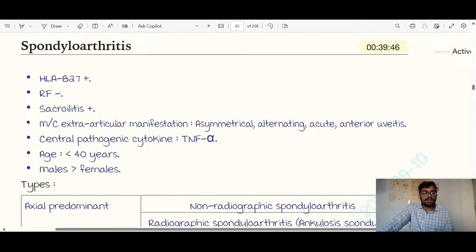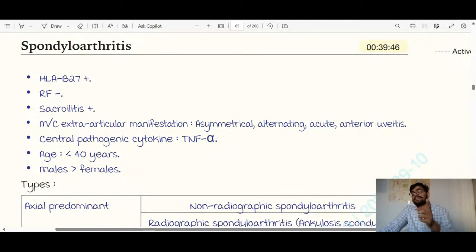So, spondyloarthritis: HLA-B27 positive, RF negative, sacroiliitis positive. Most common extra-articular manifestation: asymmetrical, alternating, acute anterior uveitis. Now here the anterior uveitis will be seen. Before that, anterior uveitis was not seen.